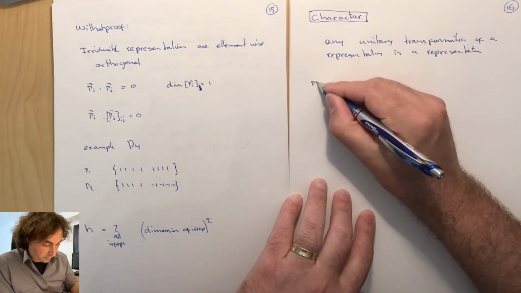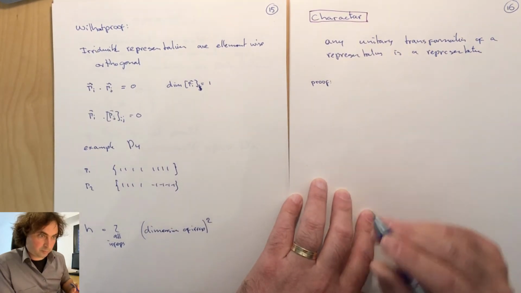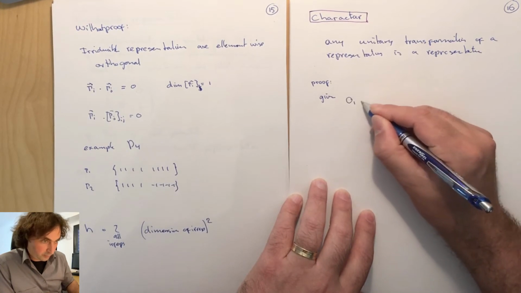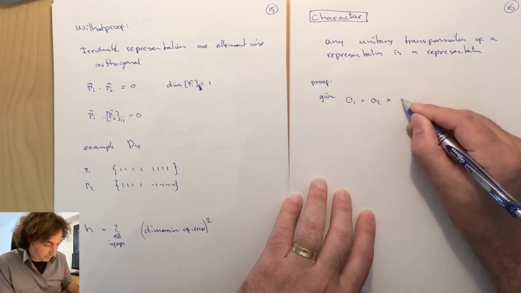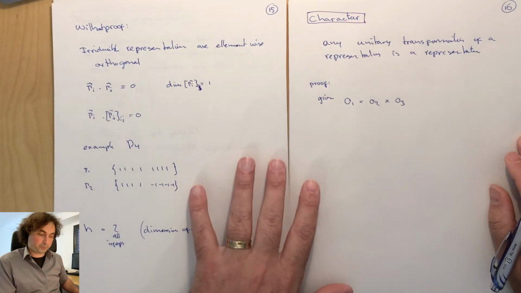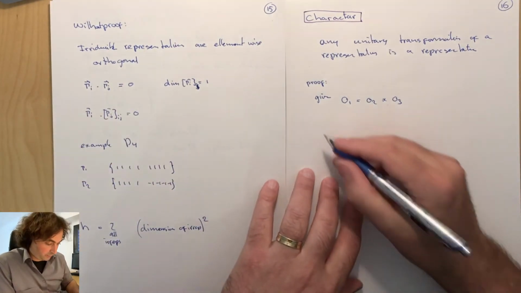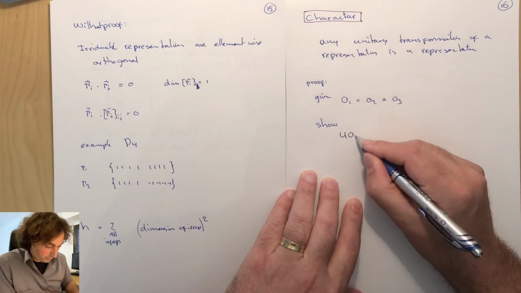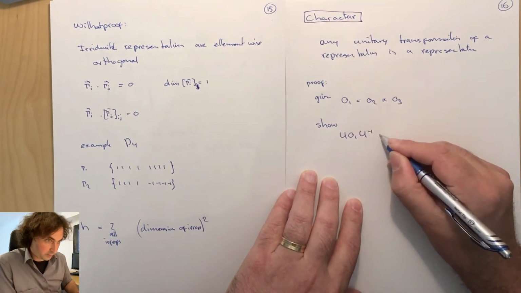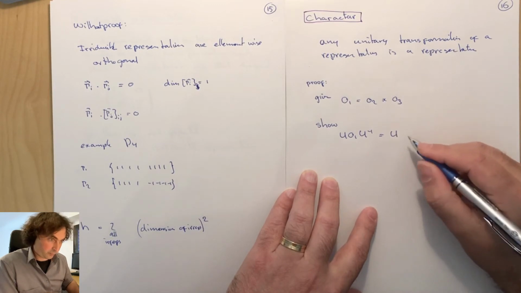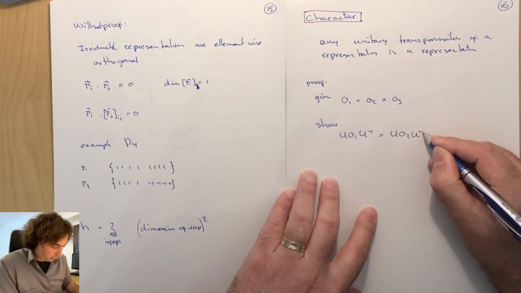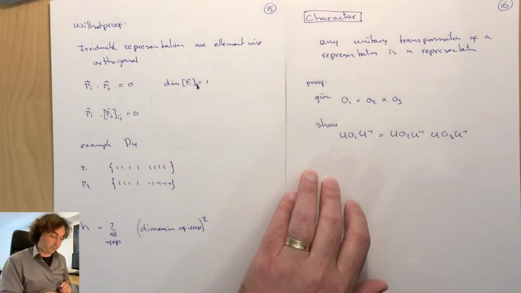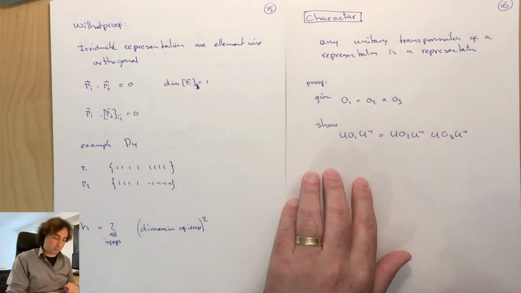So let's have a look at the proof. Given that O1 is O2 times O3 for some matrix, what we want to show is that U O1 U^-1 is U O2 O^-1 U O3 U^-1. So we have a representation for which this holds.